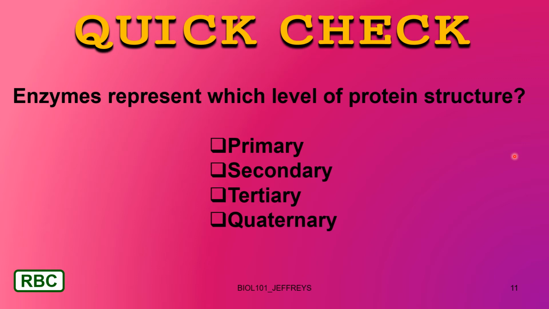Well, I said, you'll recall, that enzymes are globular, right? Remember that primary structure is that long chain of amino acids. Secondary structure is when you take that chain and fold it on itself to make an alpha helix or a beta pleated sheet. Tertiary structure is when you take secondary structure and fold it again on itself to make a globular kind of protein. Quaternary structure is when you take multiple globular tertiary proteins and link them together, like hemoglobin or insulin. Okay. From those brief descriptions, you should know that enzymes represent tertiary protein structure. They're the globular ones.